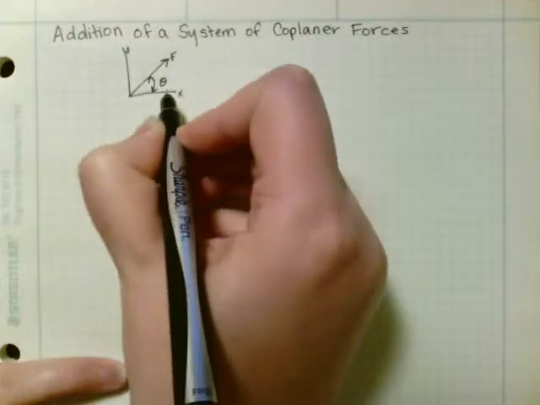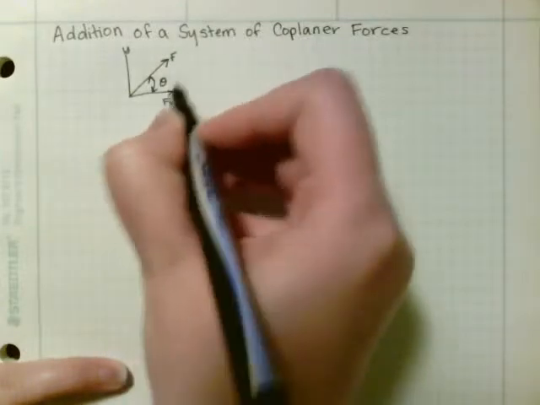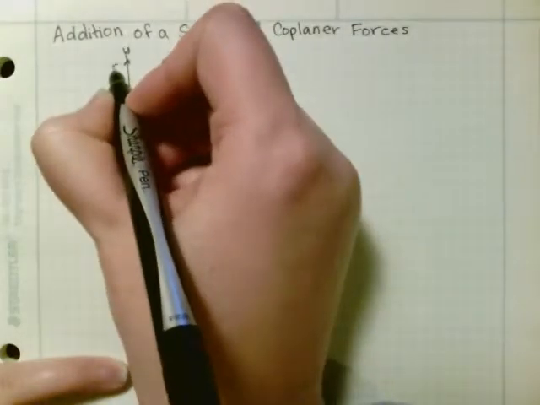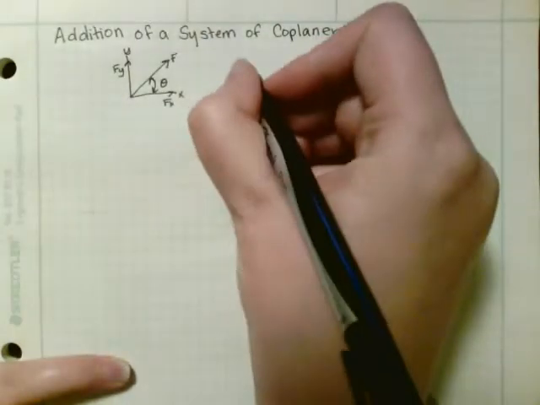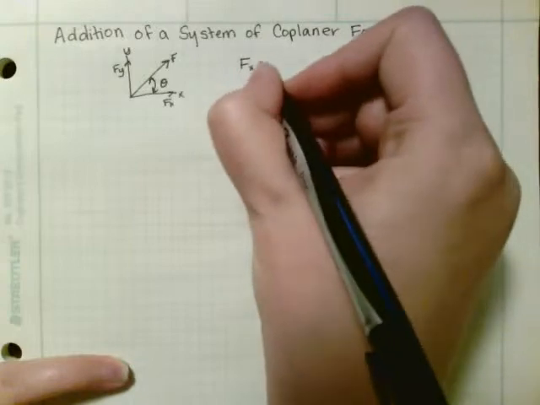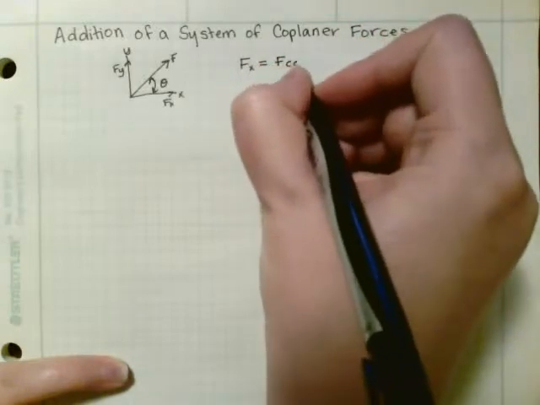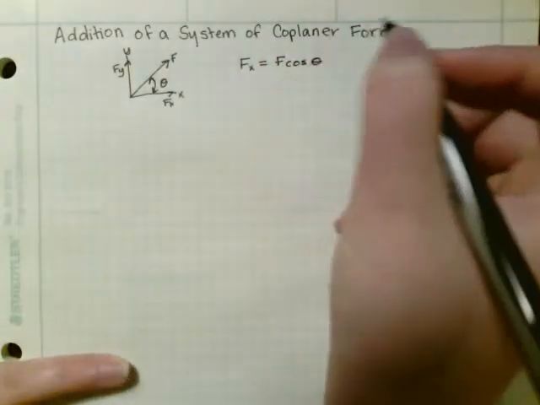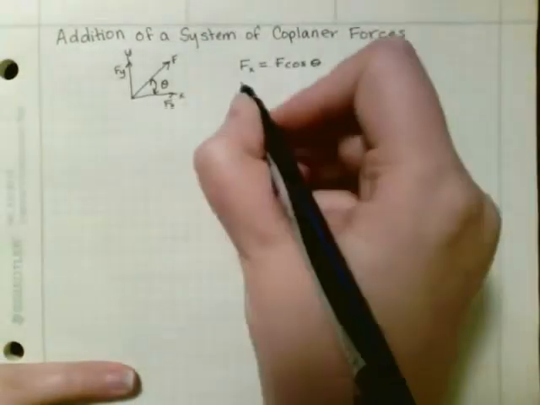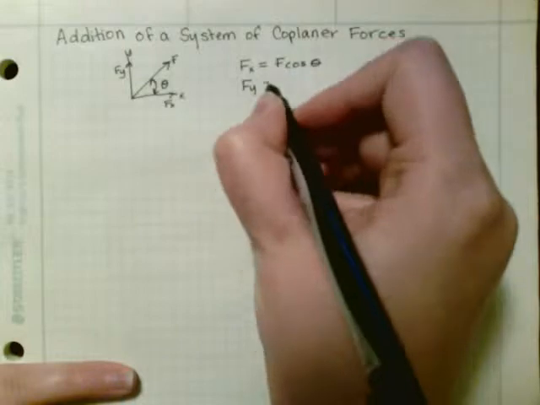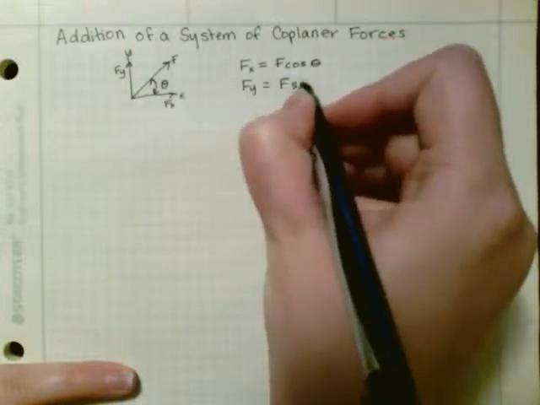Our x component, Fx, and our y component, Fy, can be easily determined. So Fx would be equal to F cosine of theta. And Fy would be equal to F sine theta.